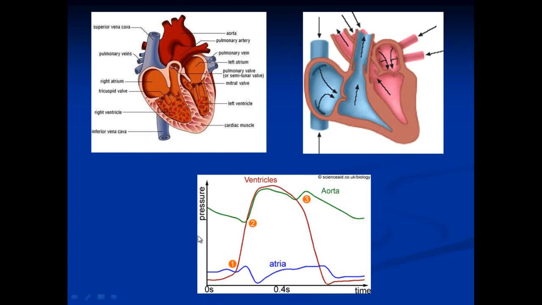At this point, if you go further round on the graph, up to point 3, the pressure in the aorta is now greater than the pressure in the ventricle, and so that now slams shut the SL valves. And if we continue going down this graph, you can see here that the ventricular pressure eventually becomes lower than the atrial pressure, and so at that point the AV valves are opening, and therefore the blood is flowing through the atria and into the ventricles.